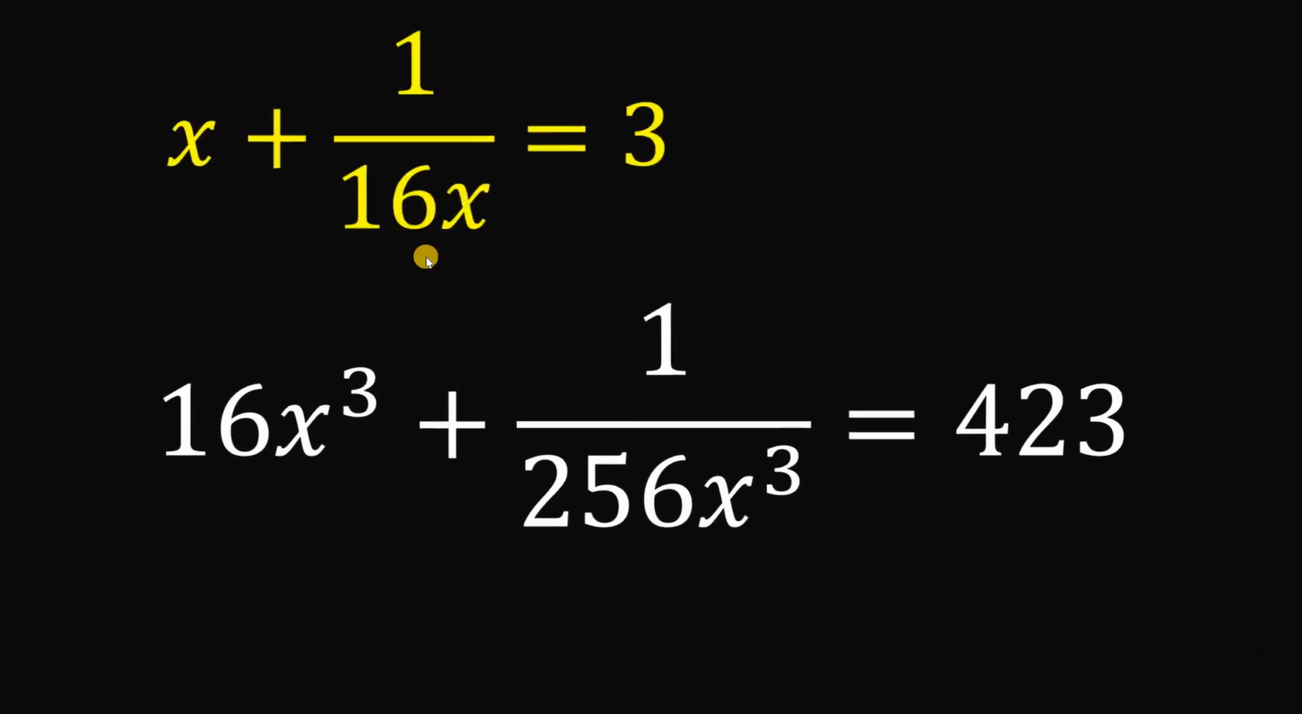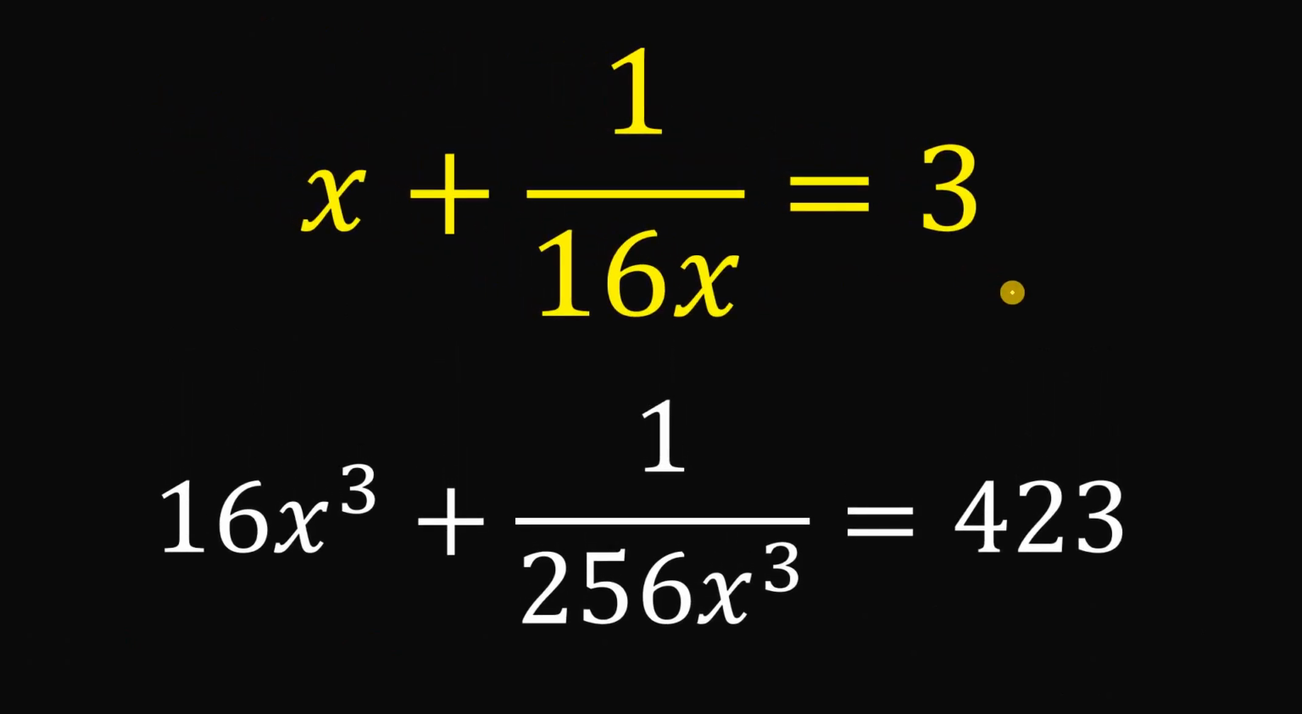Therefore, given this equation x plus 1 over 16x equals 3, the numerical value of 16x cubed plus 1 over 256x cubed is simply equal to 423. And as always, we are done.